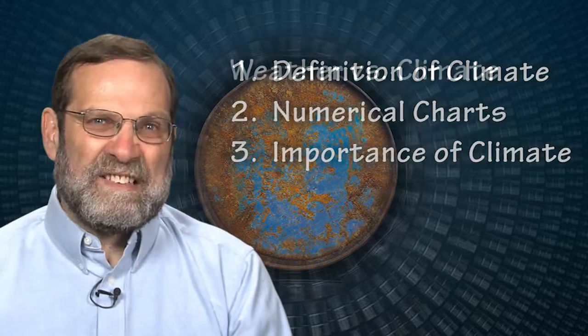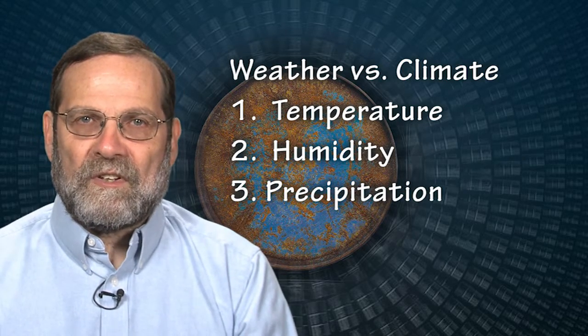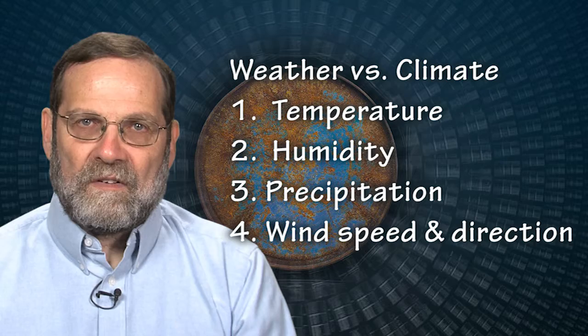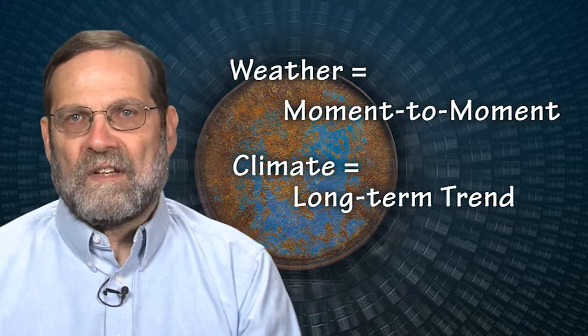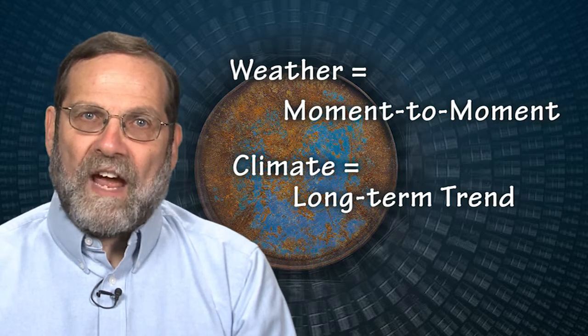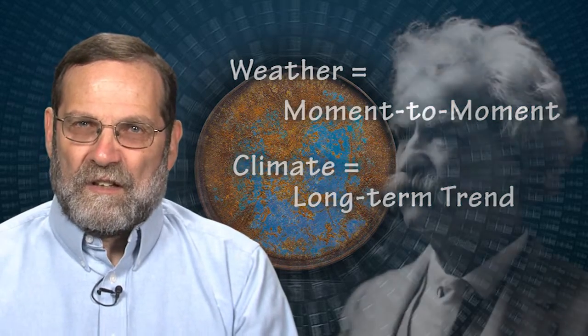Let's start out with the distinction between weather and climate. Most of you know that weather involves physical factors such as temperature, humidity, precipitation, and wind speed and direction. Climate is a long-term trend in the weather. In this case, long-term trends means averages over about a decade. As Mark Twain said, "Climate is what we expect, but weather is what we get."